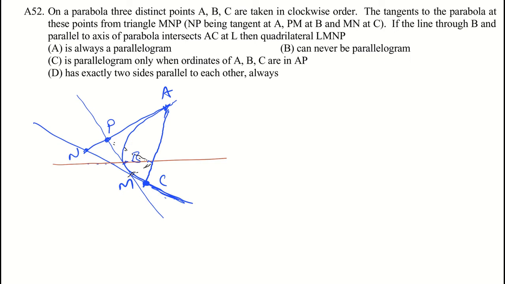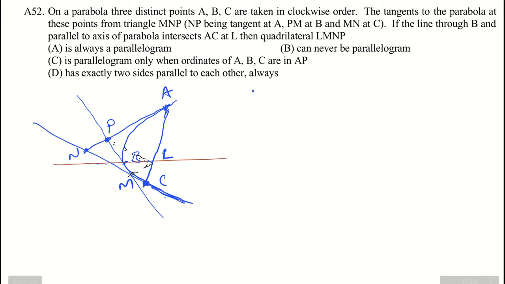Now, I took this red line through B parallel to the axis of the parabola, and you can see that AC is intersecting the red line at, say, let me call it L. Now we have to comment on LMNP, whether it is a parallelogram or not. So let us first go for the vertices LMNP. It is pretty obvious for us.